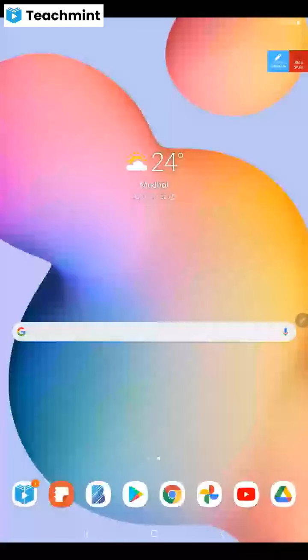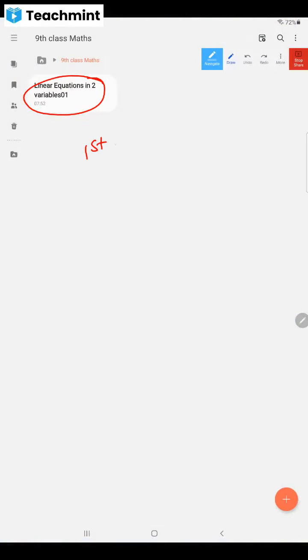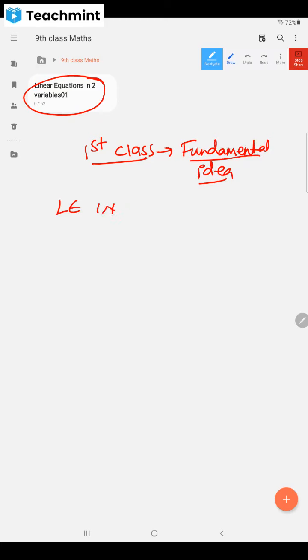All right, dear children, welcome back to the class. We're looking at this chapter called linear equation in two variables. Already the first class is over, where I gave you the fundamental idea. So what is the meaning of linear equation in two variables?